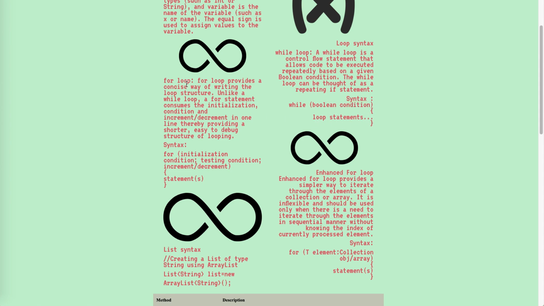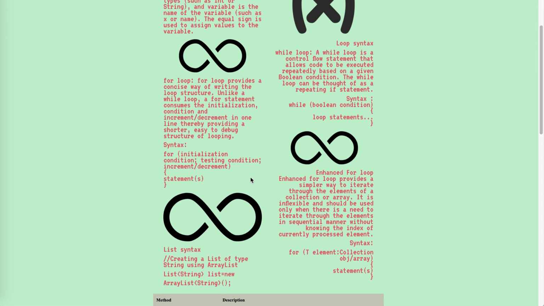So the syntax is while, you put the Boolean condition you want in parentheses, bracket, the loop statement, and then another bracket. A for loop provides a concise way of writing the loop structure. Unlike a while loop, a for statement consumes the initialization condition and increment or decrement in one line, thereby providing a shorter, easy-to-debug structure of looping.